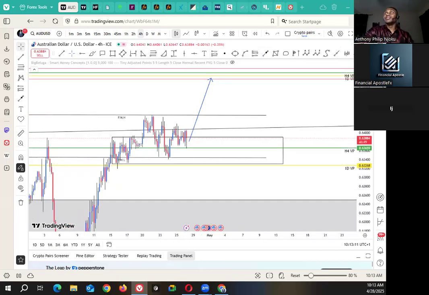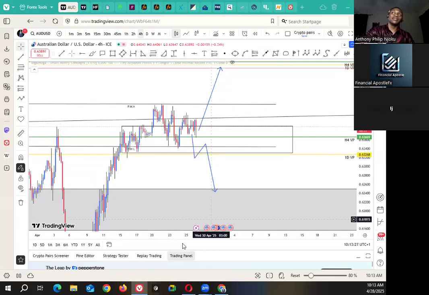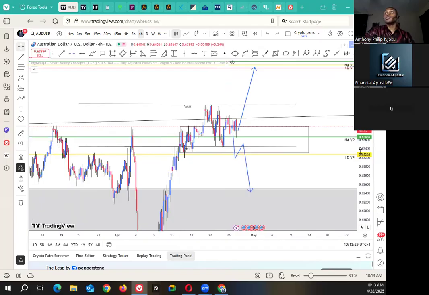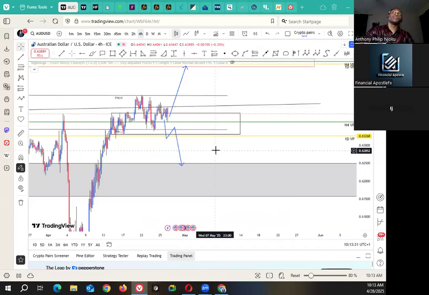But if we see a total change of structure that breaks this low, this low, this low, this low, and the market comes back to retest and creates for us a change of character on the lower time frame, we will now be taking these sales to the downside for AUD against dollar. Okay, so this is literally what we see.